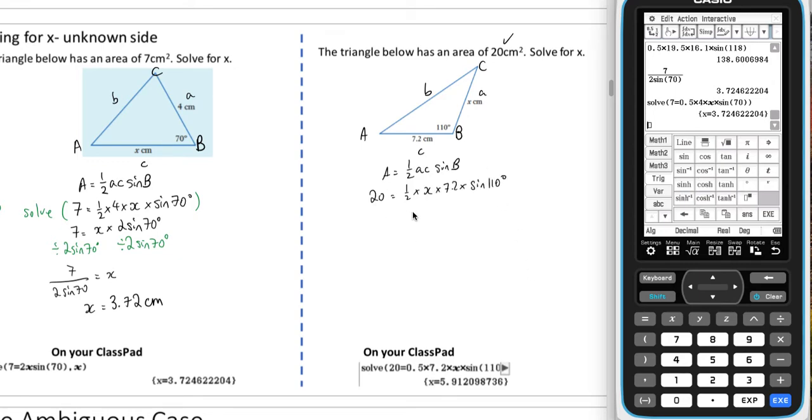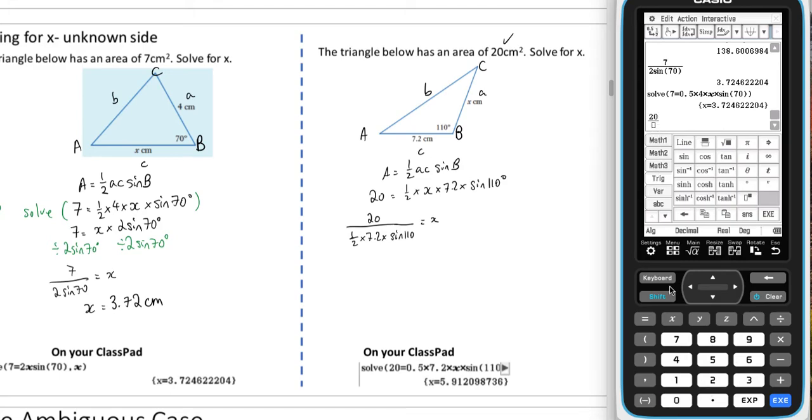Now, if we want to rearrange, what we can do is just go 20 divided by, and then all of this. Okay, and then we can just chuck that in our class pad. So this will become shift divide 20 on shift divide, oh, let's just go half, let's just go decimal here. Just looks a little bit better. 0.5 times by 7.2 times by shift 1, 110, close bracket, enter. We get 5.91.